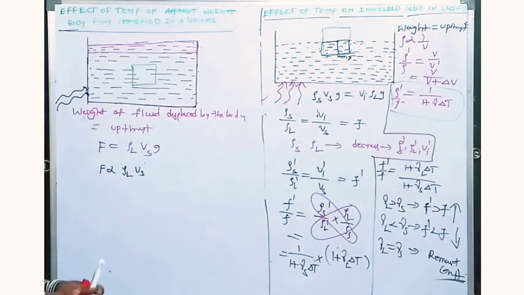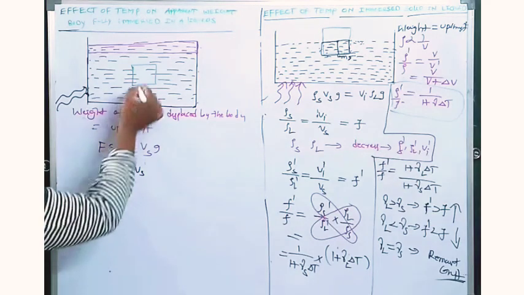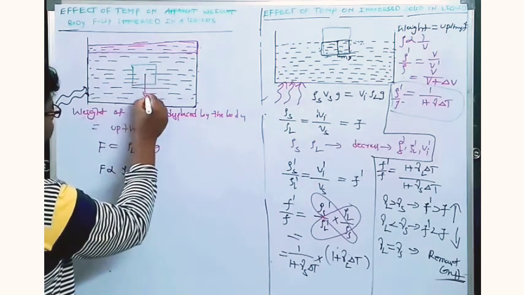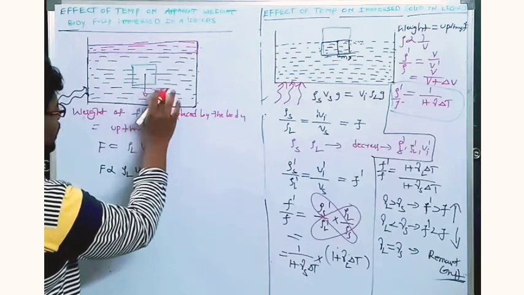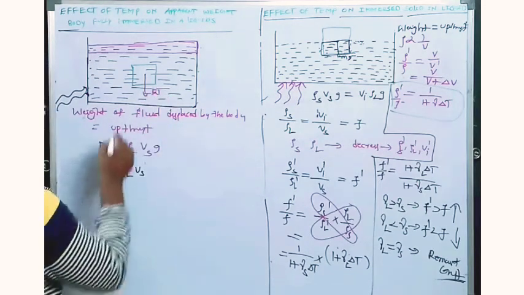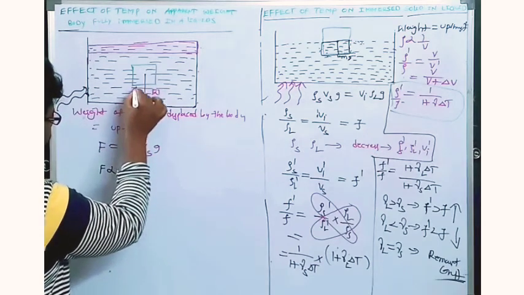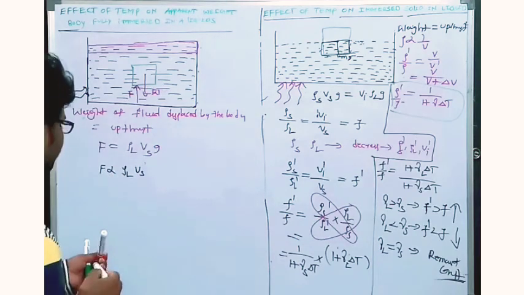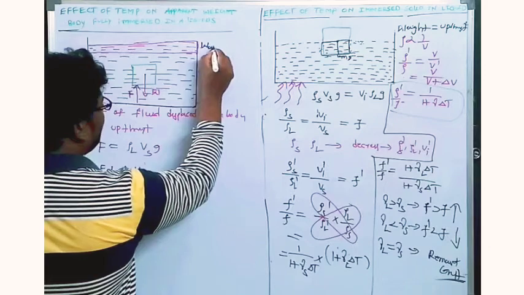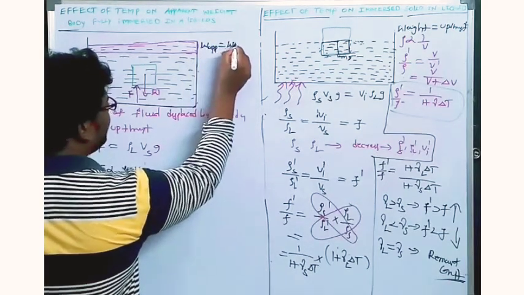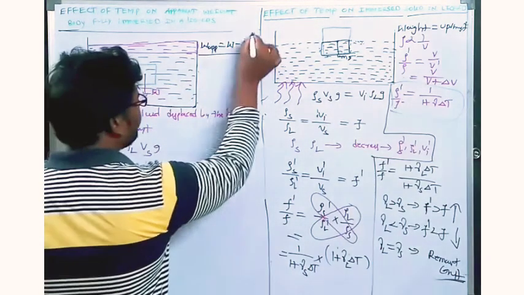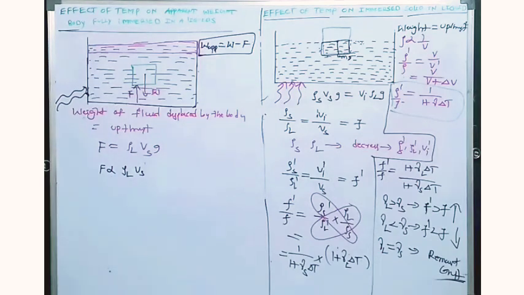So what is meant by apparent weight here? Apparent weight means, actually the weight of the body is mg, that is W. The upthrust force acting on the body by the liquid is F. So the apparent weight is equal to W minus F. So this is the apparent weight here. According to the buoyancy force, the apparent weight is also going to change.